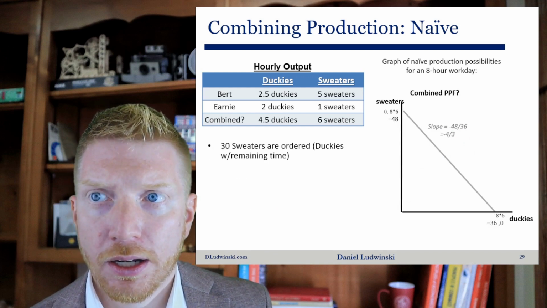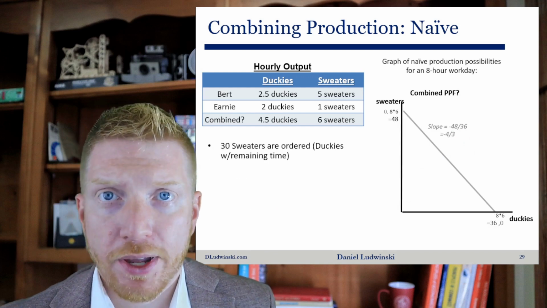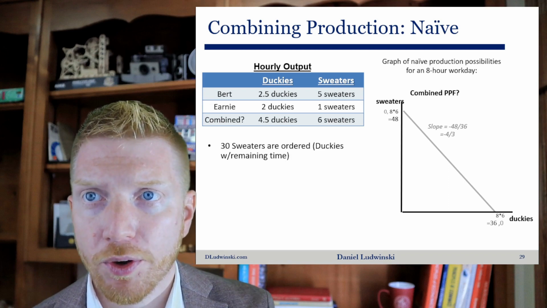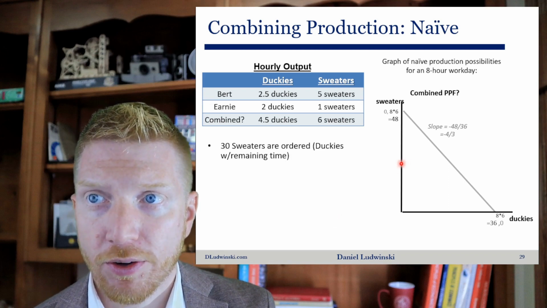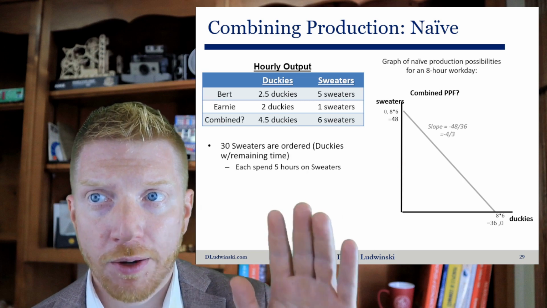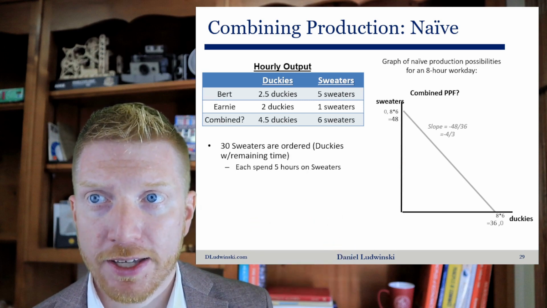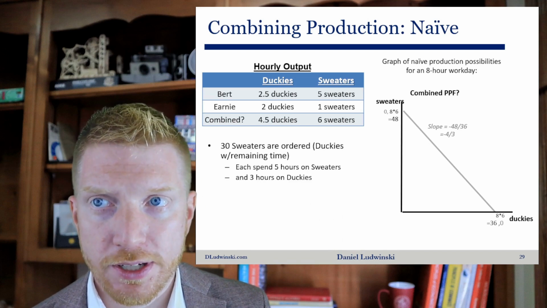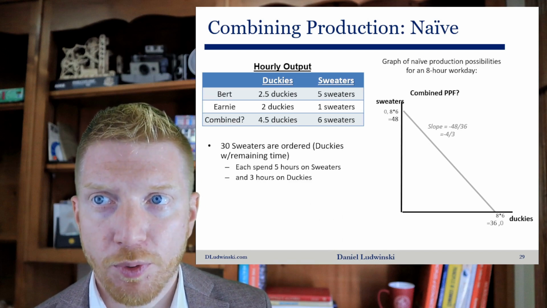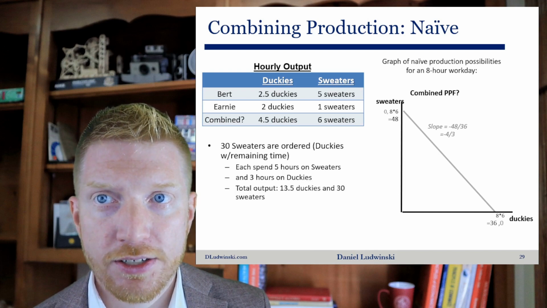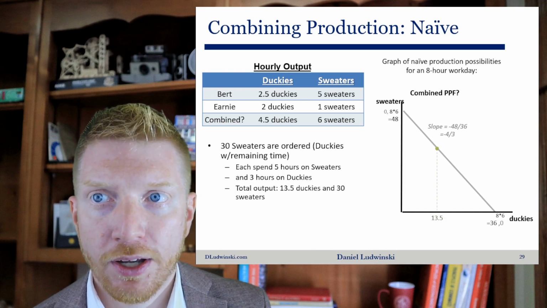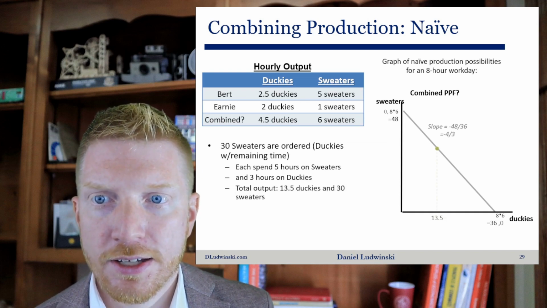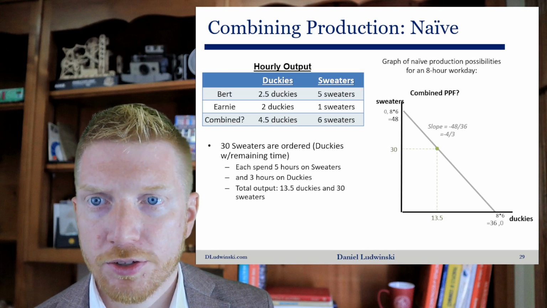Now, let's say that we actually have an order for a number of sweaters. And let's say that there are 30 sweaters ordered, and we spend the remaining time making duckies. So one way to fulfill this order is to work together, each spend 5 hours on sweaters, 3 hours on duckies, and with that we'd have a total output of 13.5 duckies and 30 sweaters.